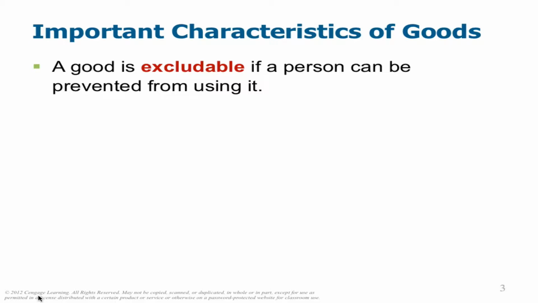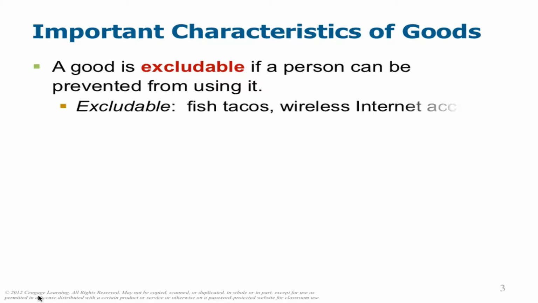The pits here at school. Can I prevent someone from using those pits? I could theoretically put up a fence and charge admission, but as they stand now, can I prevent someone from using the pits? So far, the pits look like they're a public good. Things that are excludable: fish tacos. I don't have to give you one. Wireless internet access. I can put a password on it.